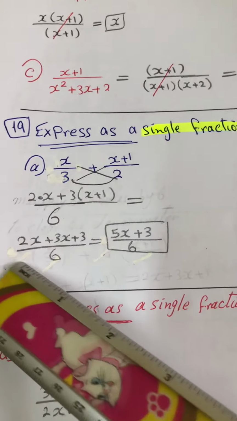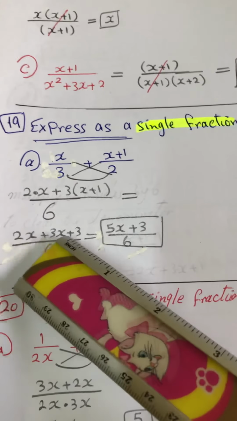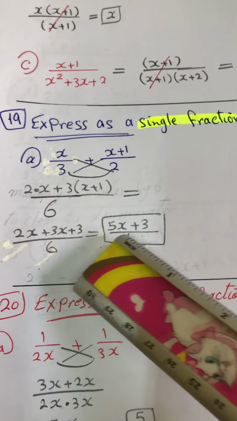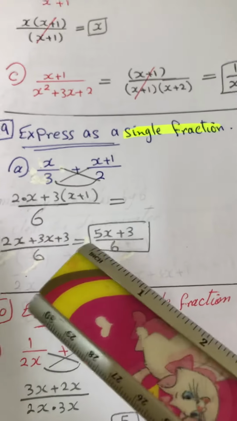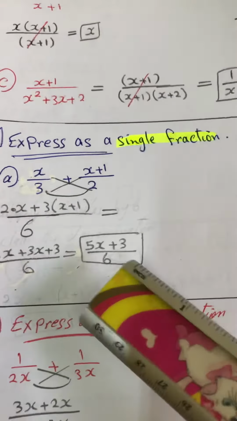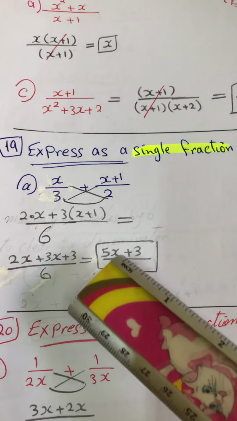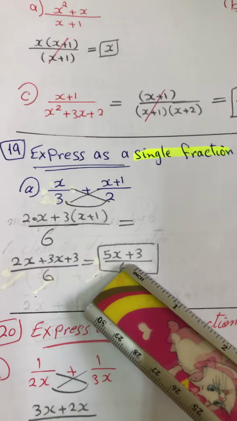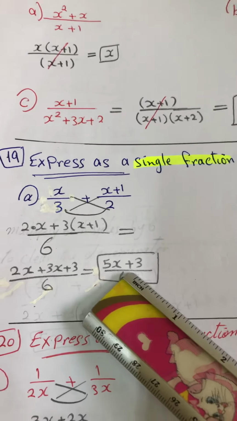Distribute the 3. Now collect the like terms. x's, we have 5x plus 3 over 6. Don't simplify 3 with 6 because you have addition. You can simplify only in multiplication.